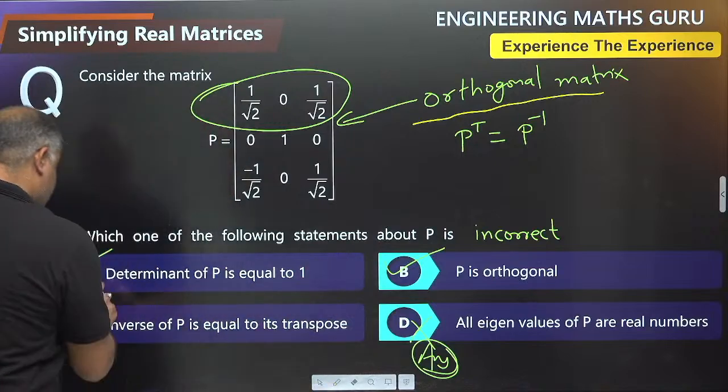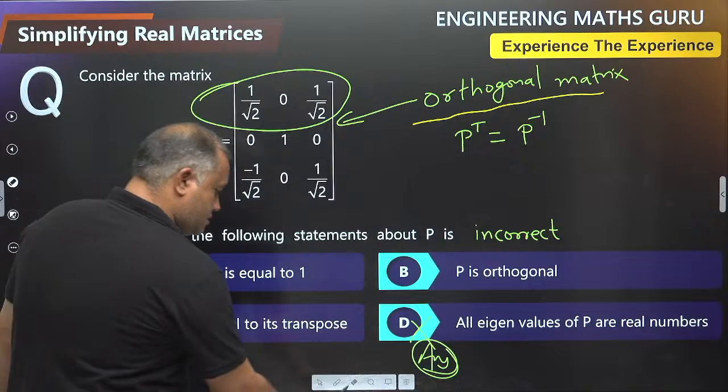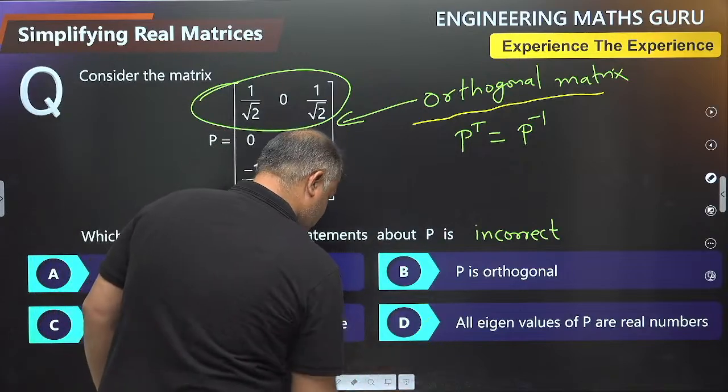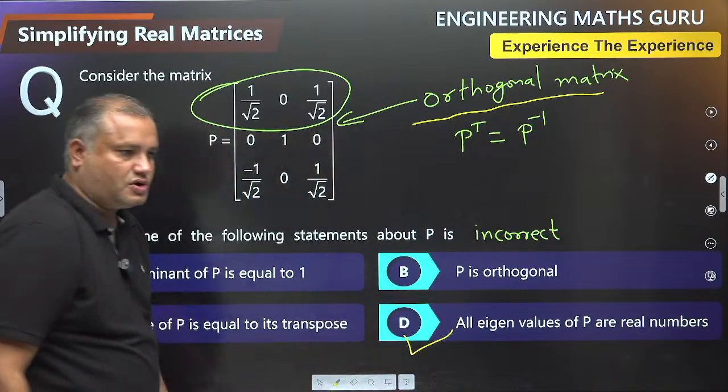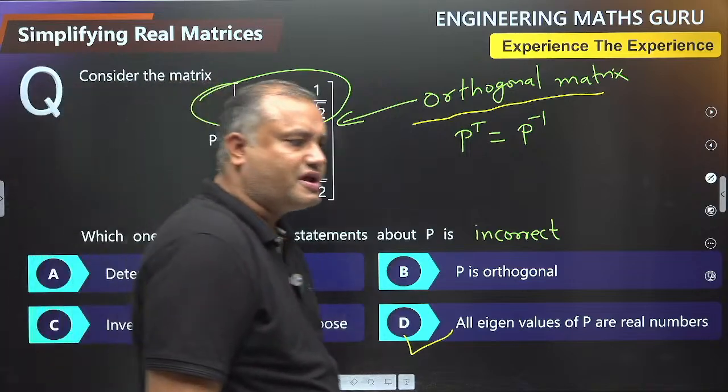Okay, yes sir. So option D is our answer. Okay, let's proceed, let's move to the next.